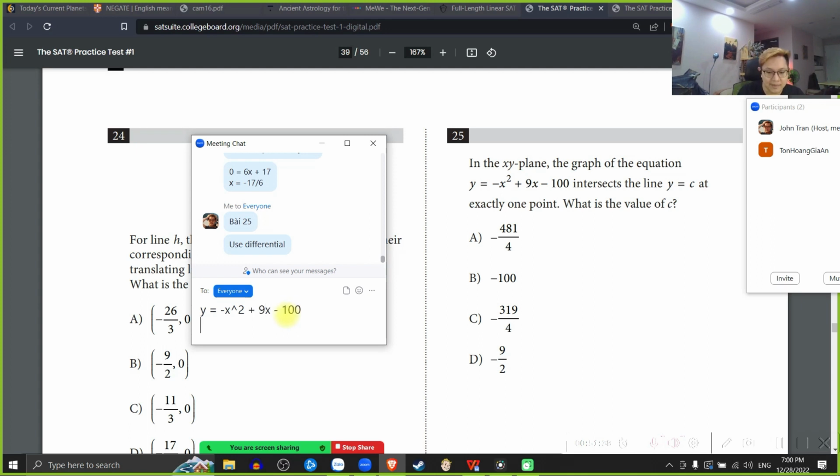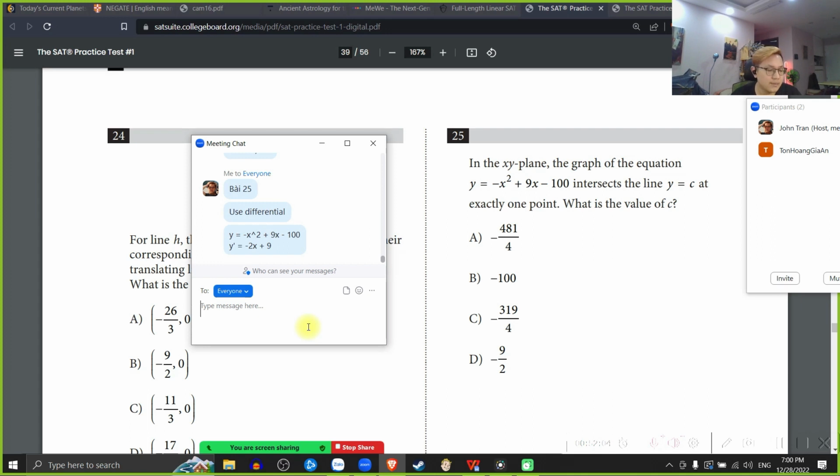So the differential of y: the number 2 will drop down to minus 2x. 9x will become 9. And every constant will become 0. So you have something like this.